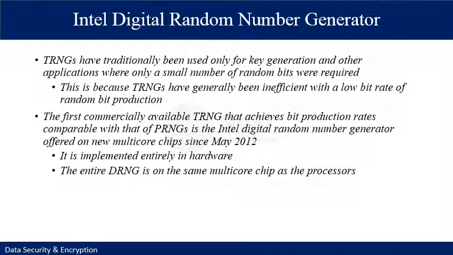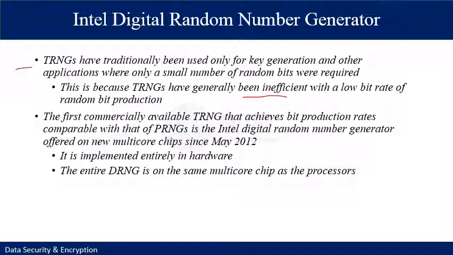So Intel digital random number generators have been produced. True random number generators have traditionally been used only for key generation and other applications where only a small number of random bits were required, because it is very difficult to generate true random numbers. This is also because true random number generators have generally been inefficient, with a low bit rate of random bit production.